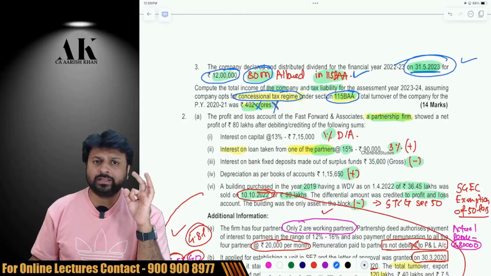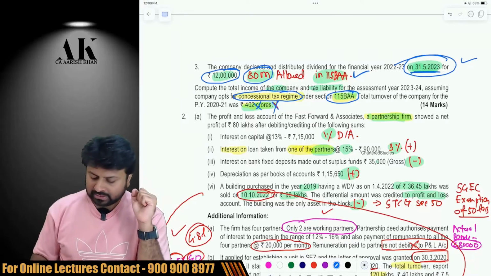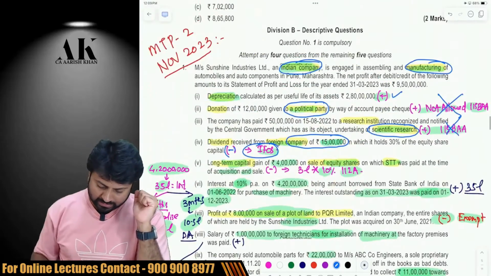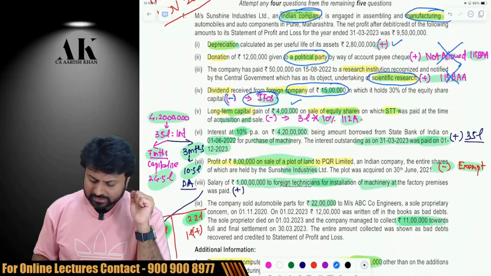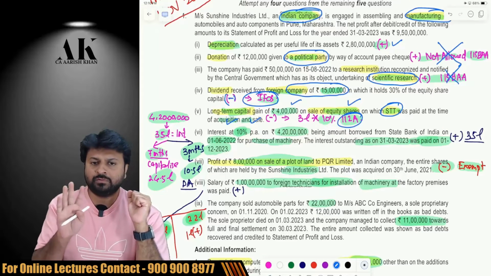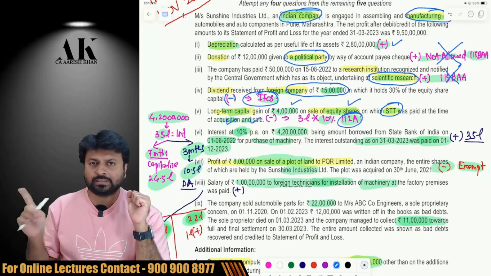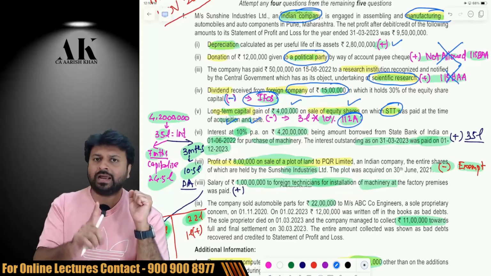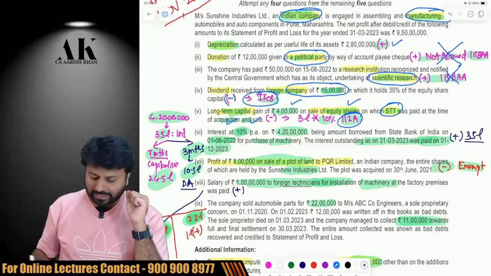In 115BAA, 3 deductions are allowed. One is 80M, one is 80JJAA, and one is 80LA. These 3 are allowed in 115BAA. Next one is long-term capital gains on sale of equity shares on which STT is paid at the time of acquisition and sale. Therefore, this is covered in 112A. So you will reduce from PGBP 4 lakh rupees and show under what? Capital gains 4 lakh rupees. It will be taxable at 10% on 3 lakh rupees. 1 lakh you will get as an exemption.